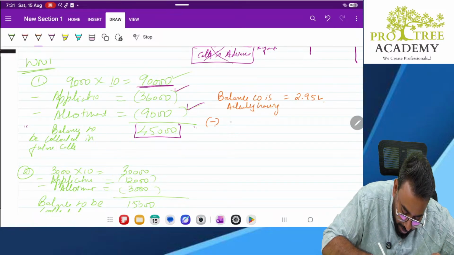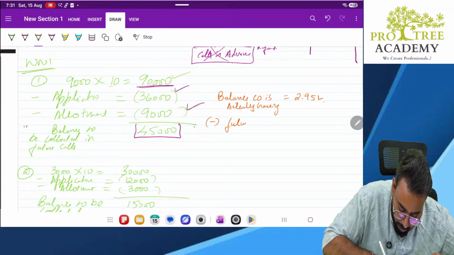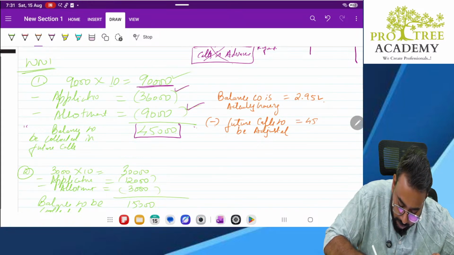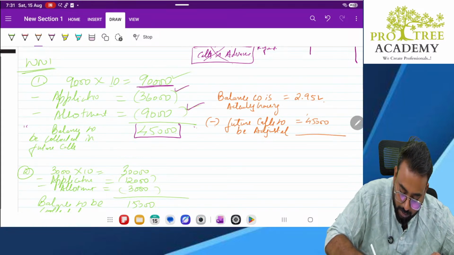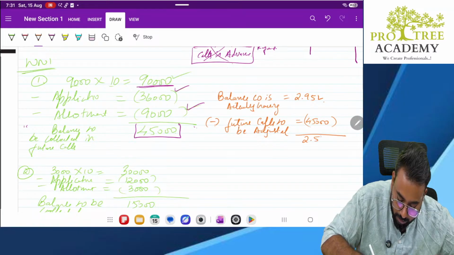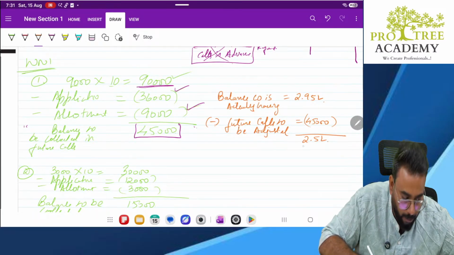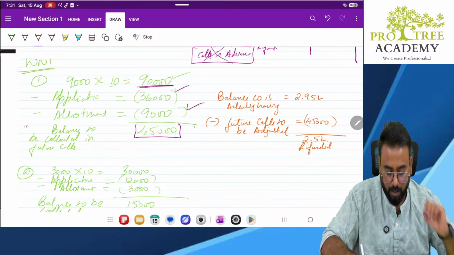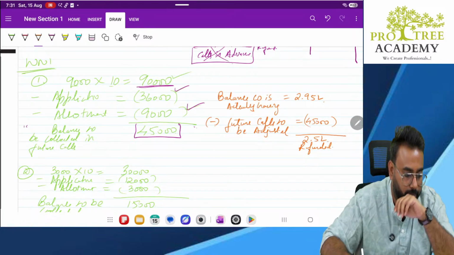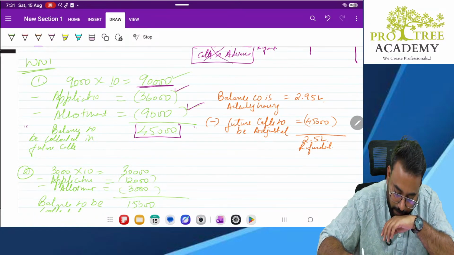So what we need to do? Minus future calls to be adjusted. How much? 45,000. Remaining 2.5 lakhs will be refunded. Clear? Yes.